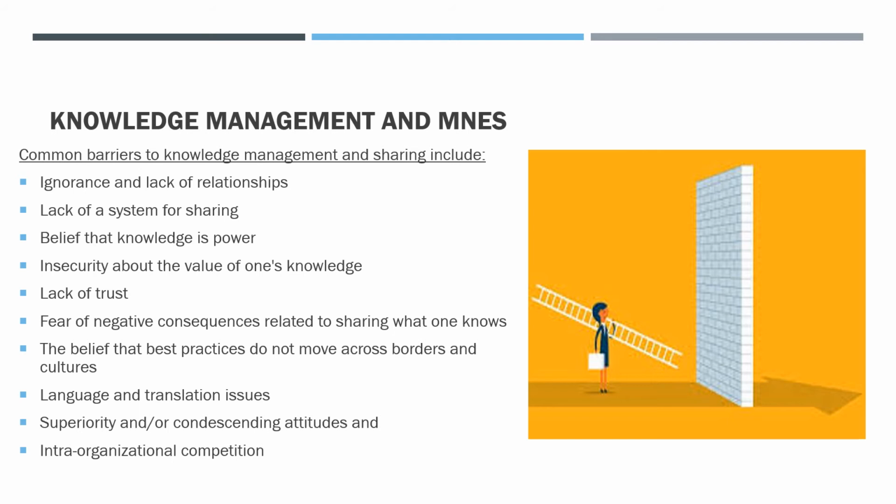Here we will discuss some common barriers to knowledge management and sharing, some of which include ignorance and lack of relationships, lack of a system for sharing, belief that knowledge is power, insecurity about the value of one's knowledge, lack of trust, fear of negative consequences related to sharing what one knows, the belief that best practices do not move across borders and cultures, language and translation issues, superiority and other condescending attitudes, and intra-organizational competition. International human resource management must work to minimize these types of barriers and to facilitate the sharing of knowledge and learning throughout the multinational enterprise.